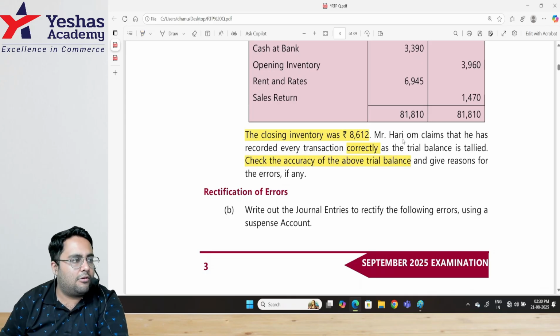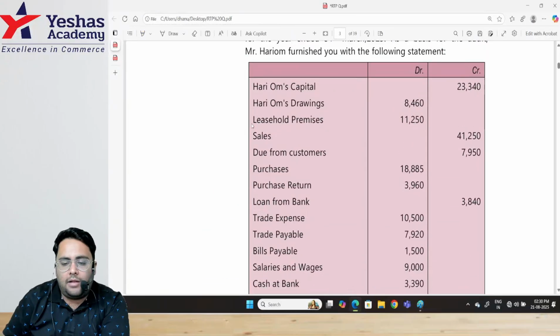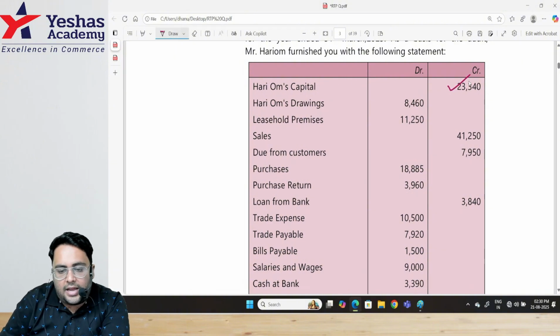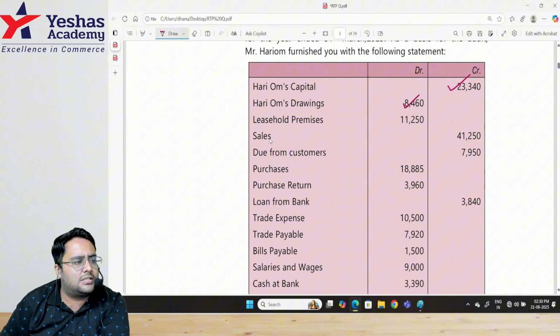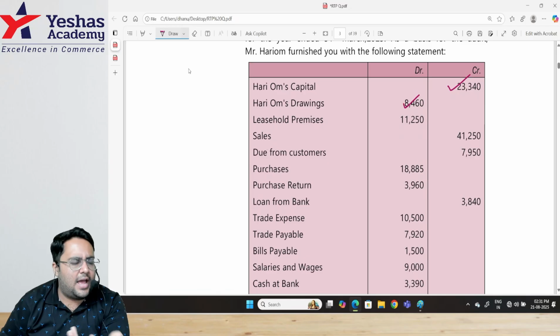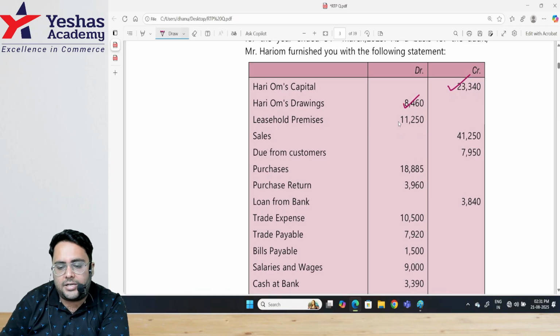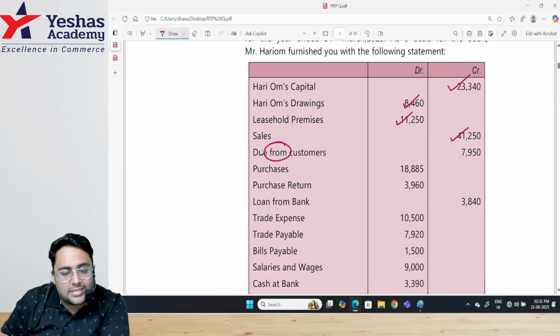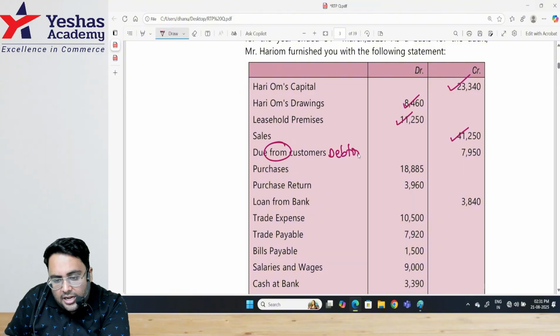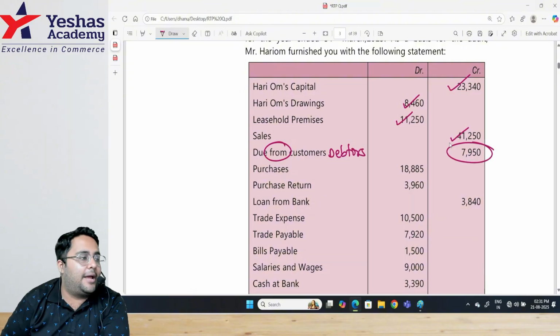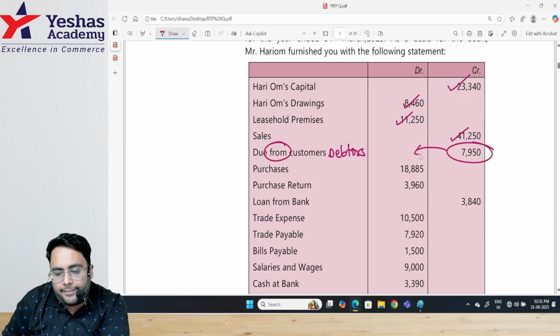Can we go ahead to check the accuracy? I'll give you an item. You tell me which side to record. Hariom's capital, credit side, correct. Hariom's drawings, debit side, correct. Leasehold premises, property and land and building, debit side, correct. Sales, credit. Due from customers means they are debtors. It is supposed to have a debit balance. It will come on the debit side. Purchases, debit, correct.